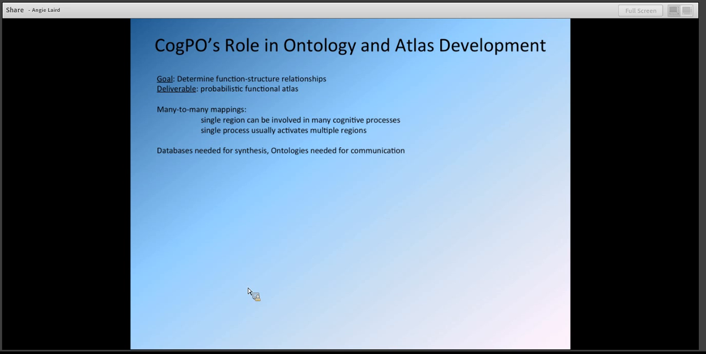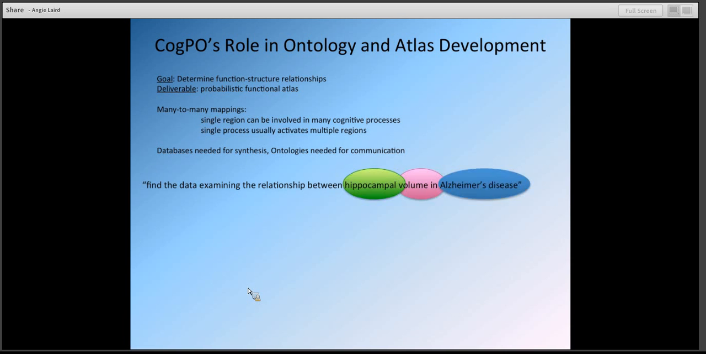In order for these databases, we need to do ontology. So if we're going to look at a specific type of query that can be posed across the different databases, take for example, find the data examining the relationship between hippocampal volume and Alzheimer's disease. And currently, we have three main components of this search.